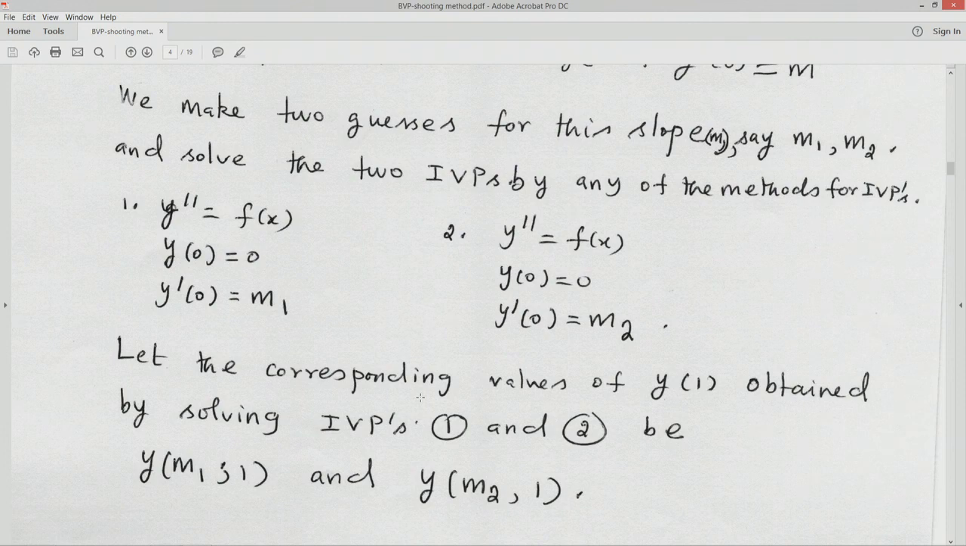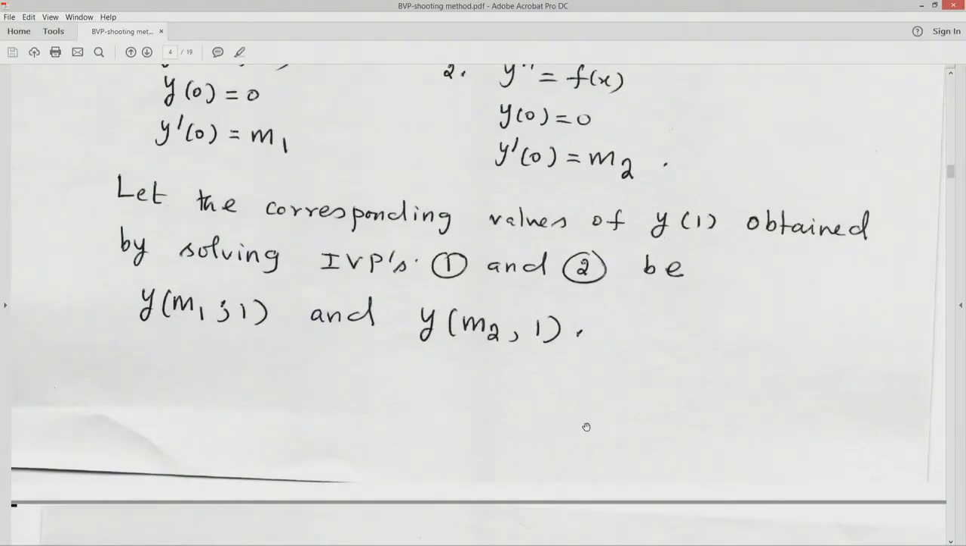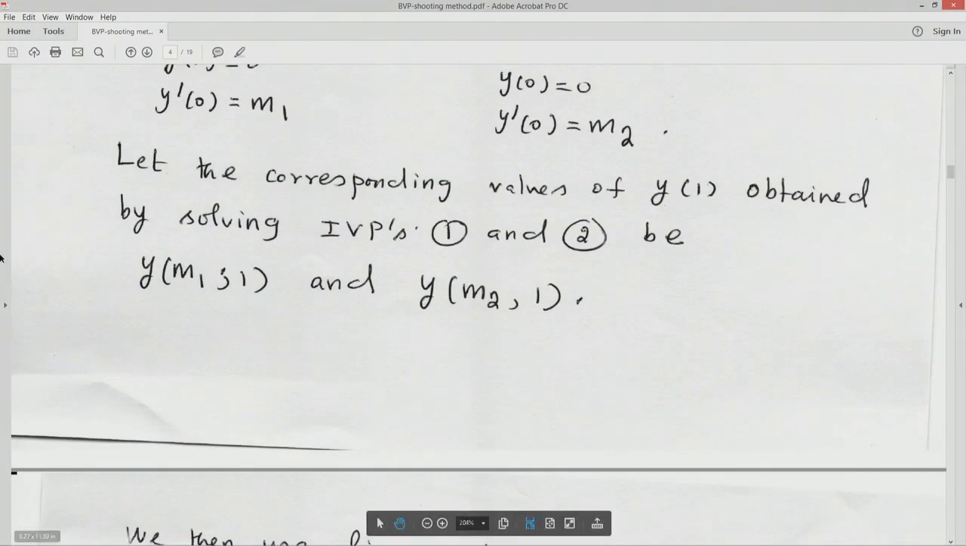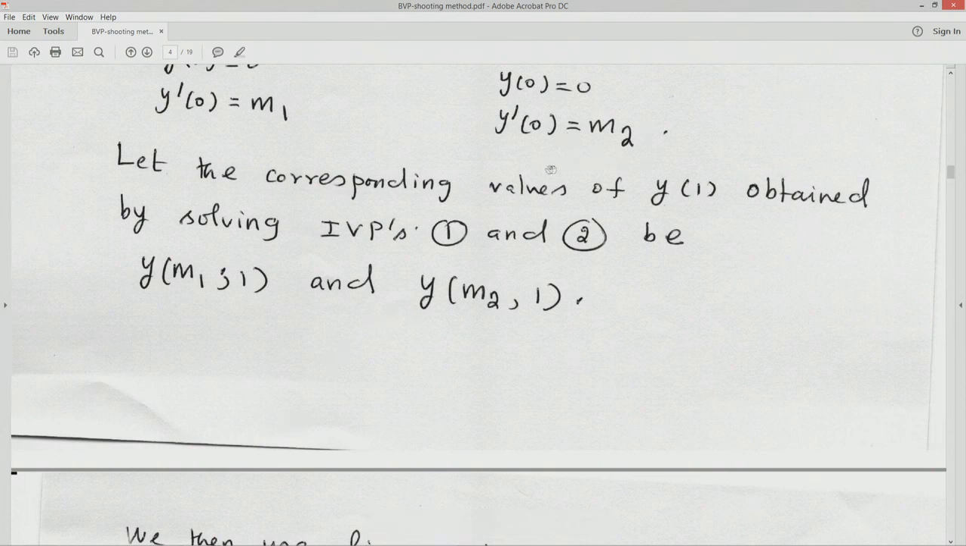And we observe that these are linear problems. So, we can apply any of the techniques that we have learnt to solve these two initial value problems. Let us denote the solution with the guess m1 by y of m1, 1 and with the guess m2 by y of m2, 1. So, we have two solutions, y of m1, 1 and y of m2, 1.